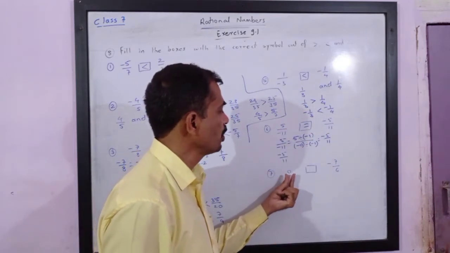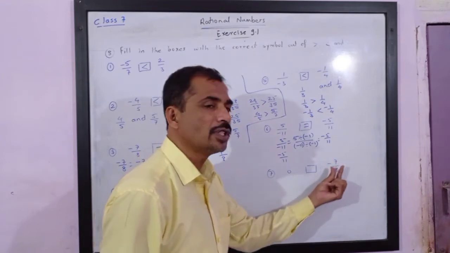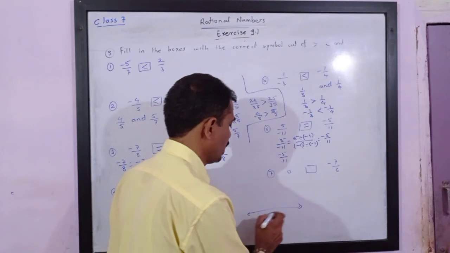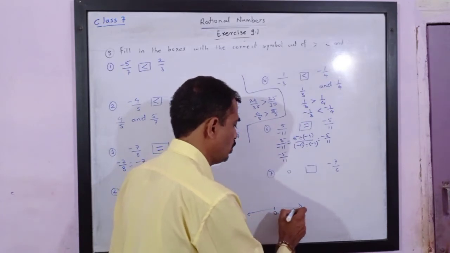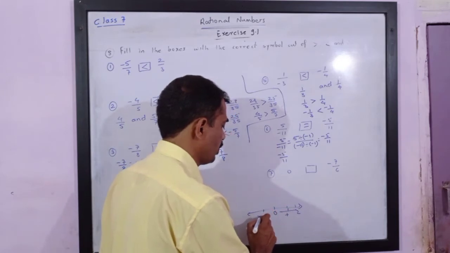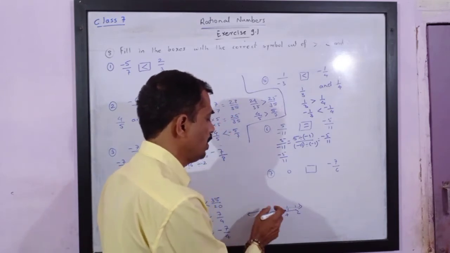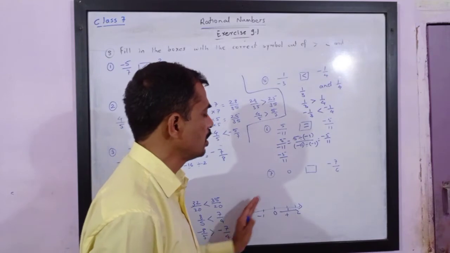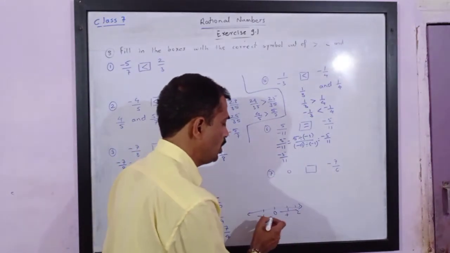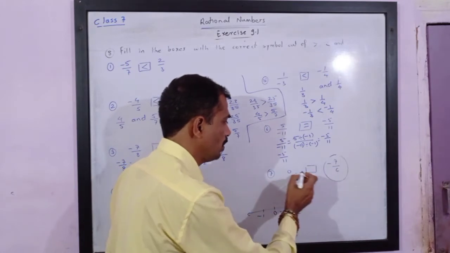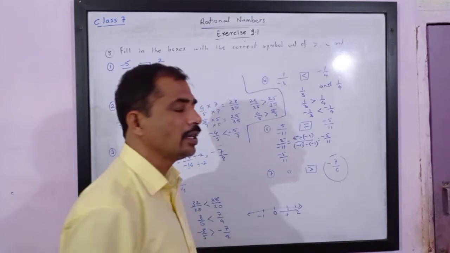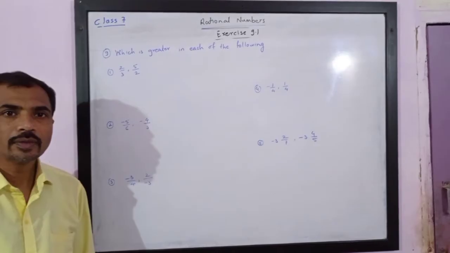Last is 0. We have to compare 0 and negative 7 upon 6. Please note, on the number line we have already studied that to the right side positive numbers exist and to the left side negative numbers exist. Numbers to the left are always smaller than the numbers to the right. It means 0 is to the right of the negative fraction. It means 0 is greater than negative 7 upon 6.